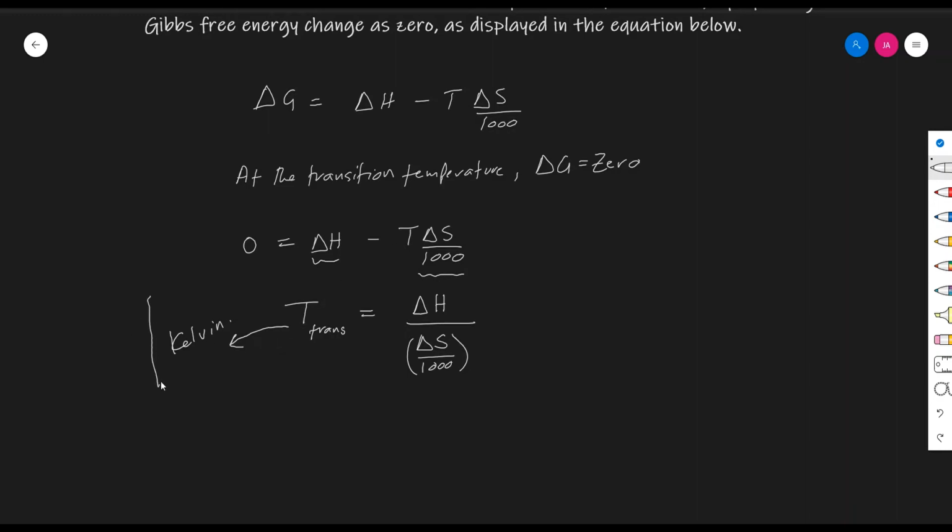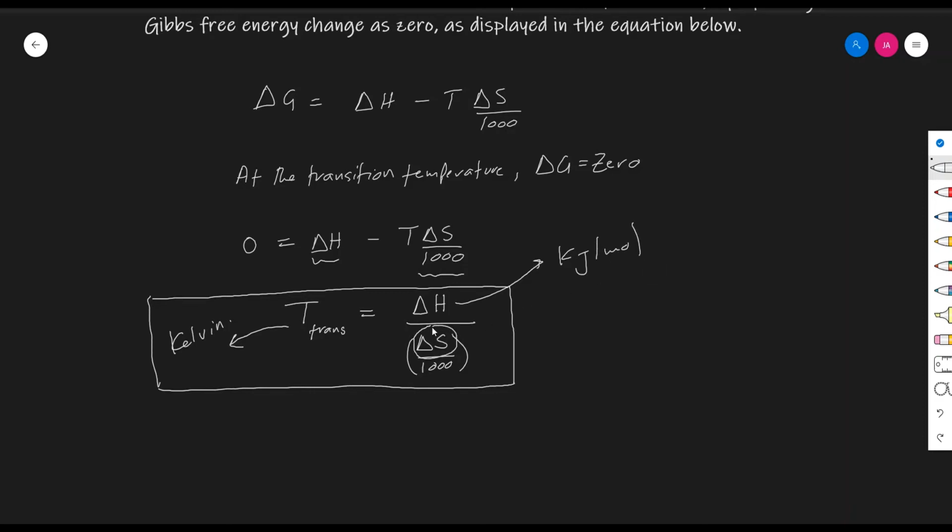A more general equation, instead of equating it to 0, to calculate the transition temperature of any chemical reaction in which its spontaneity is affected by temperature: one should divide the enthalpy change of the reaction by the entropy change of the reaction divided by 1000 once again, since the delta H units over here are kilojoules per mole, while the unit of delta S, the entropy change, is joules per mole Kelvin, and therefore it should be divided by 1000.